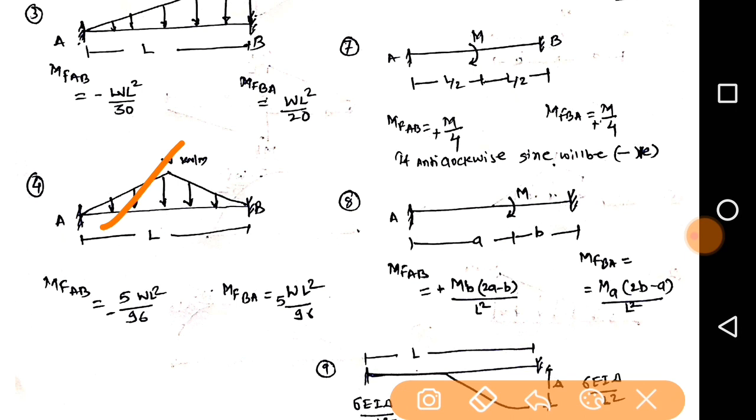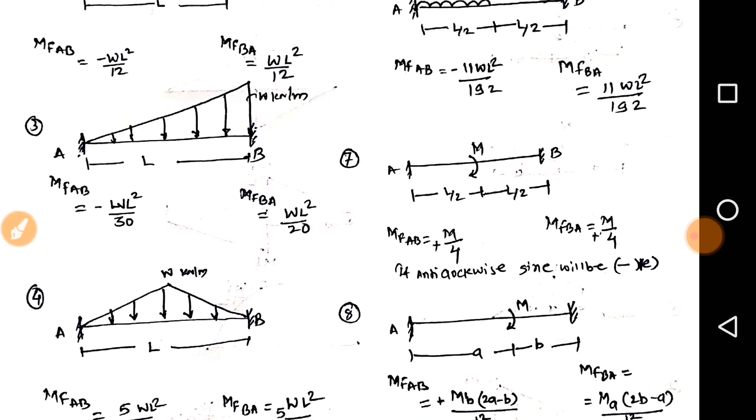This will be the symmetric UVL. In the previous case that was not symmetrical. In this case, see that centrally we get a symmetric triangle over the structure, so the loading condition is the same, so the fixed moment will be the same. That is 5 WL square divided by 96, it is negative, and here positive will be 5 WL square divided by 96. Okay, so this will be the fixed moment when the UVL is there.